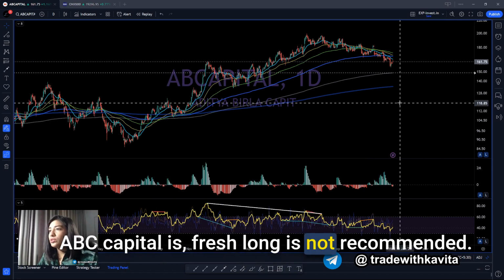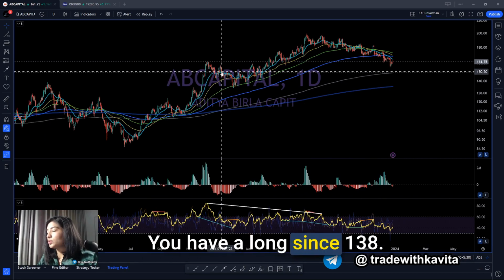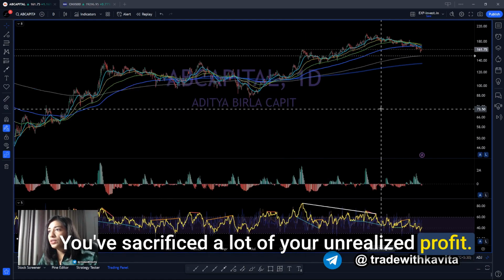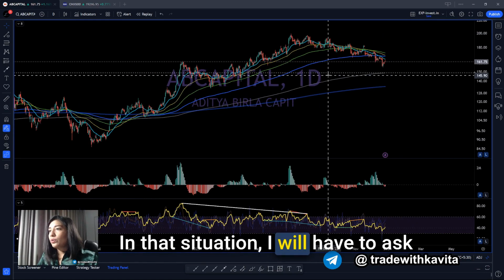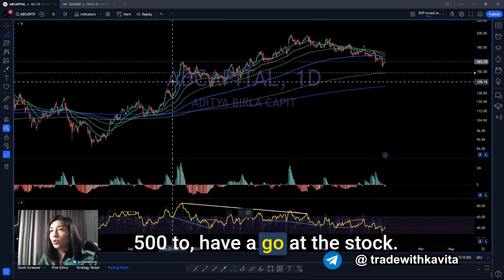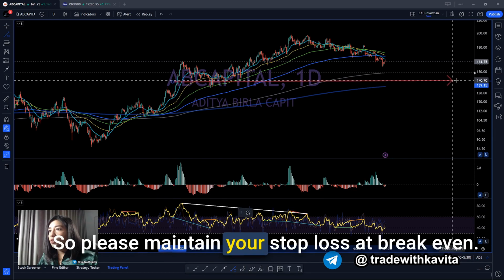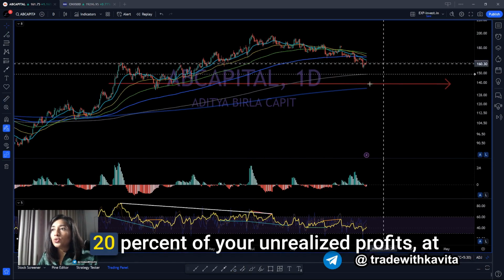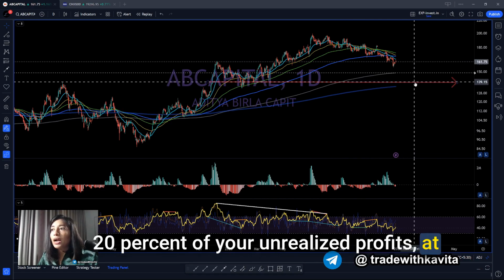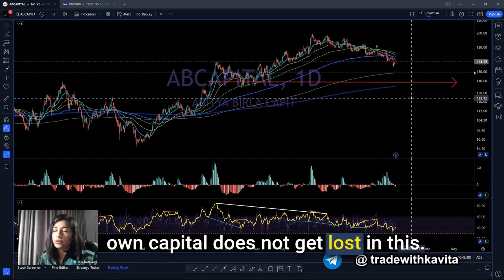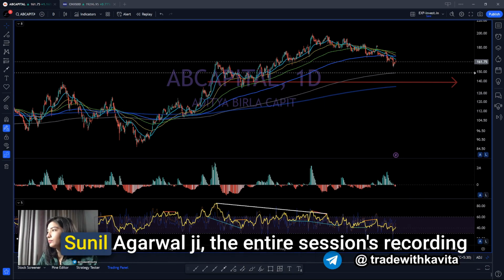ABC Capital long is not recommended. You have a long since 138. You've sacrificed a lot of your unrealized profit. In that situation, I will have to ask you to wait for the support of 500 to have a go at the stock. So please maintain your stop loss at break even. Now that you've lost already more than 20% of your unrealized profits, at least make sure that your own capital does not get lost in this. So maintain your stop loss at cost.